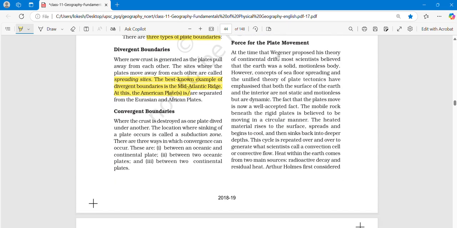What is the force for that? At one time it was believed that the earth is solid and motionless. However, the concepts of continental drift and seafloor spreading have emphasized that both the surface and the interior of the earth are not static. They are dynamic. That plates move is now well accepted.